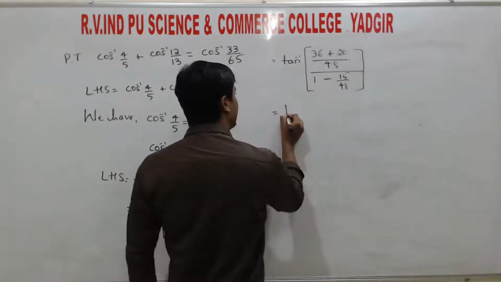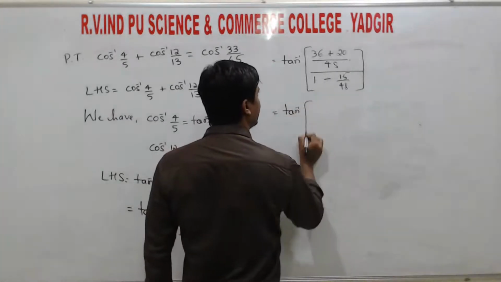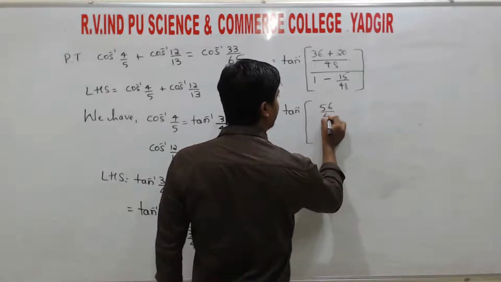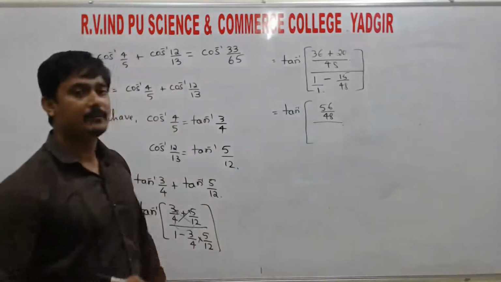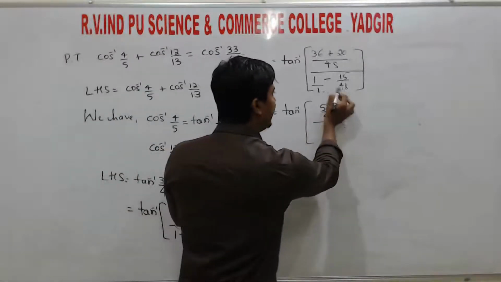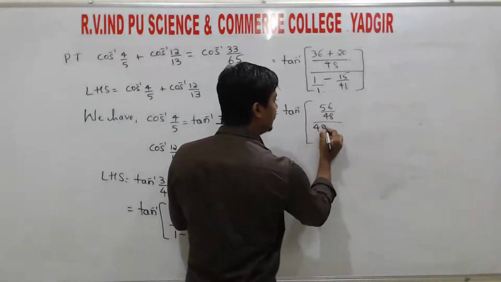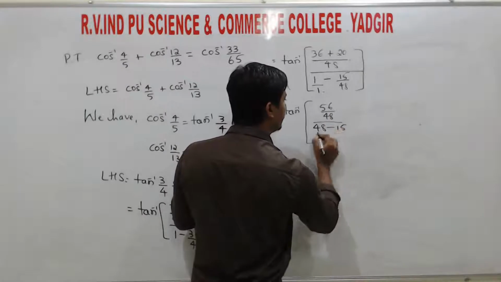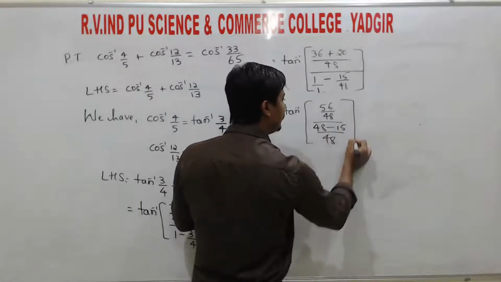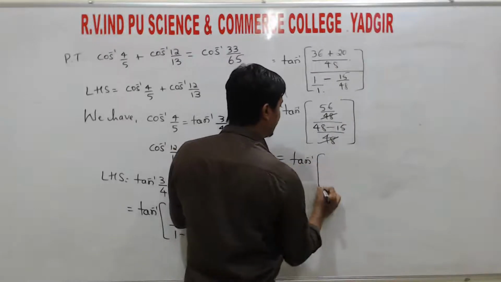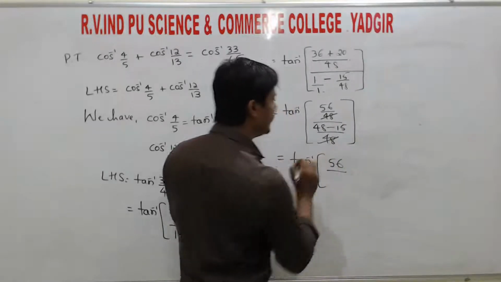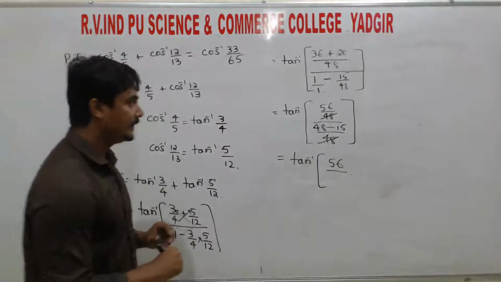Okay, this becomes tan inverse of 56 divided by 48. If you take the LCM here, if there is nothing in the denominator, note it as 1. So 48 into 1 is 48, minus 1 into 15 is 15, divided by LCM 48. 48 and 48 cancel out. This is tan inverse of 56 divided by 33.